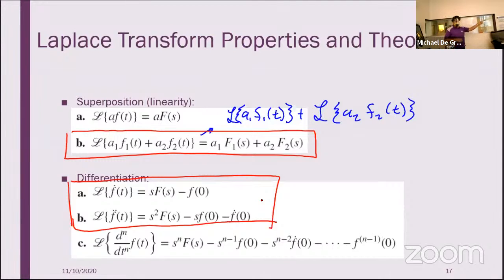I want you to notice something. If you differentiate this, and you've got this second order derivative, what have you done? You've added an s squared term in here, right? So we'll see why that's important with an example a little bit later.